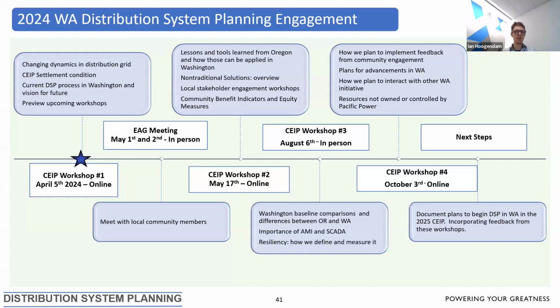We'll also begin to discuss resiliency and how DSP plans to integrate it into our planning process. Finally, in October, we plan to go into more details on our roadmap to expand and begin advancements to distribution system planning in Washington. And that is all I have for my section today.